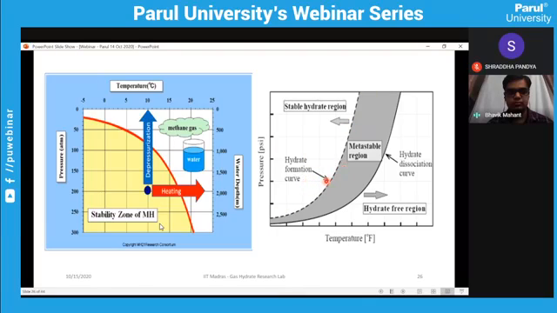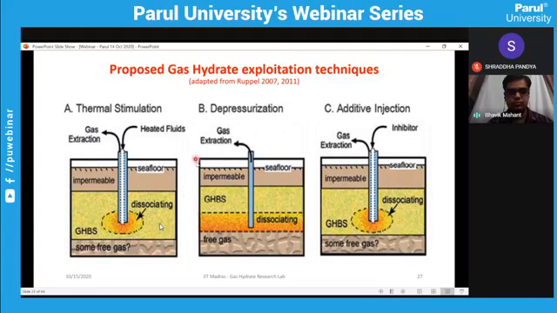If you want to convert it into methane gas and water, you have to increase the temperature and cross this hydrate dissociation curve. After that only, the hydrate will be dissociated into water. So these are the exploitation techniques for gas hydrate, and they are applied in Malik and other locations.